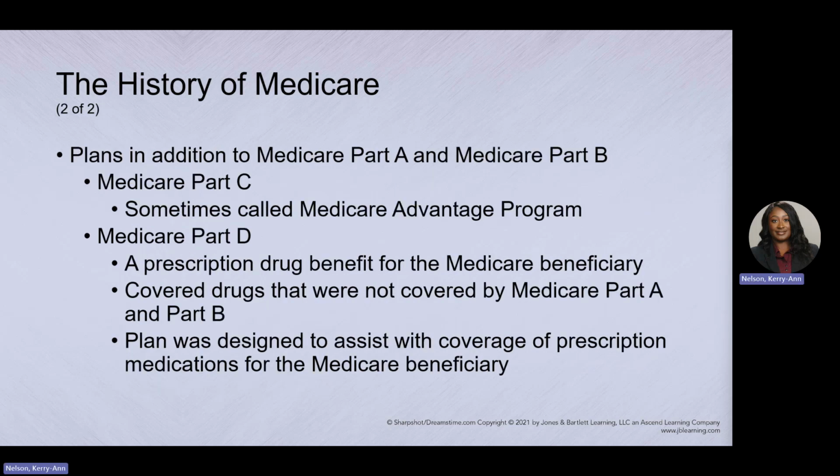There are plans in addition to Medicare Part A and Medicare Part B. There's also Medicare Part C, which is sometimes called the Medicare Advantage program. There's also Medicare Part D, a prescription drug benefit for the Medicare beneficiary, covering drugs that were not covered by Part A and B. This plan was designed to assist with coverage of prescription medication for the Medicare beneficiary.